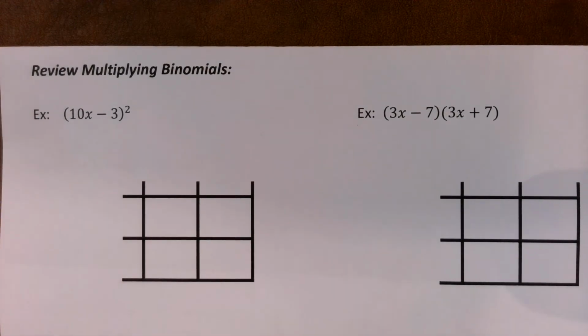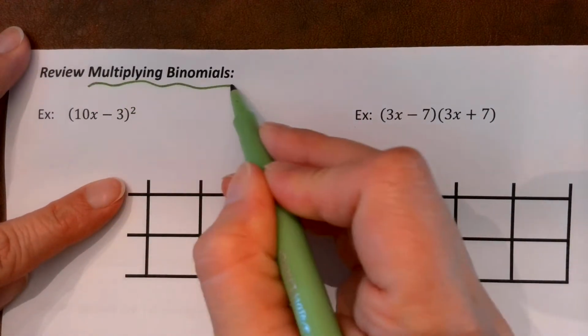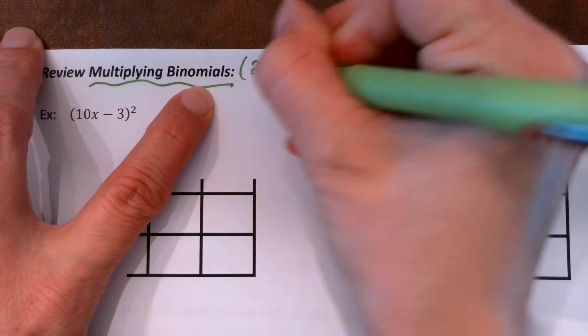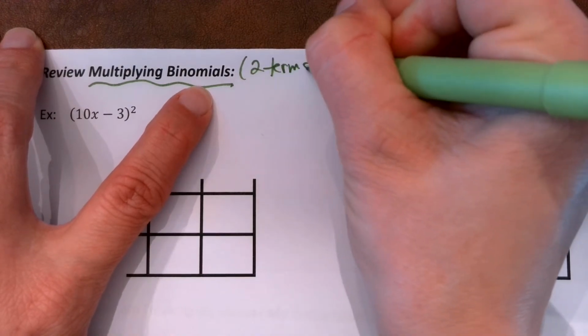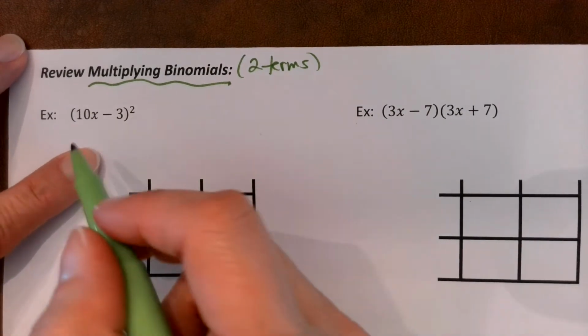Hi Algebra! This mini lesson is going to help us review how to multiply binomials. A binomial is something that has two terms. Take a look at this first example right here.